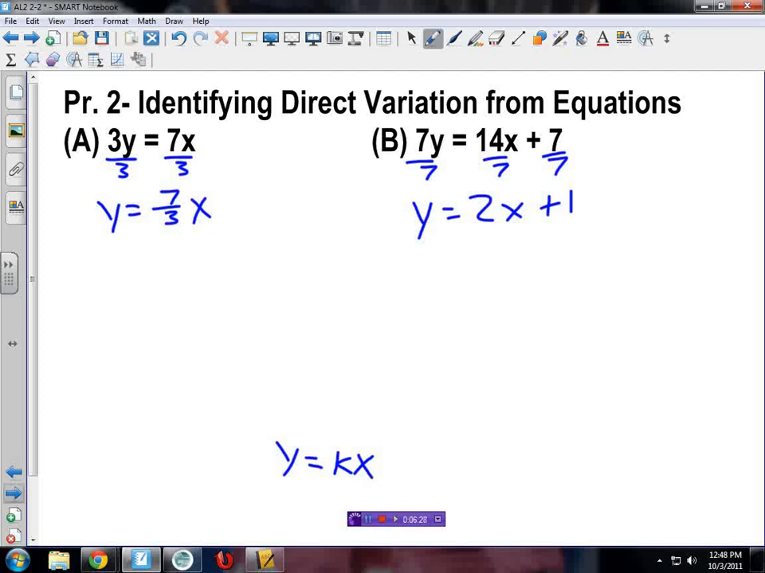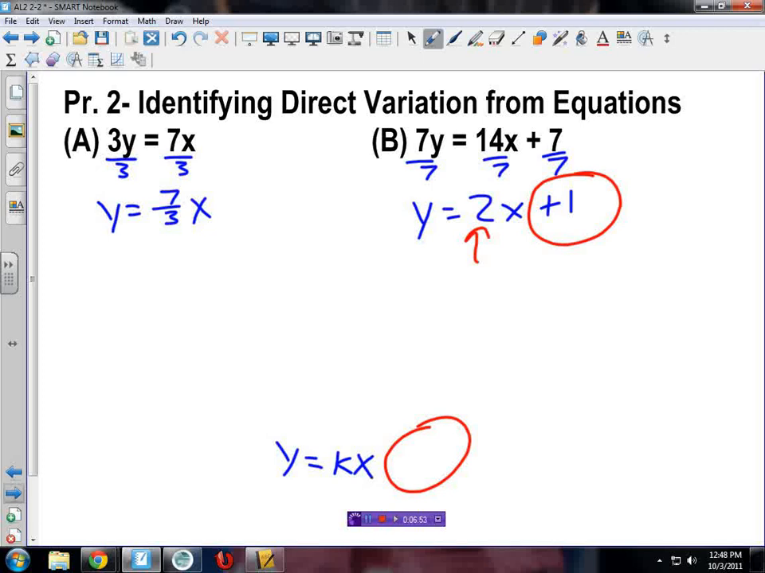Yes? So it has to be a fraction? No, what part makes this a no? We have something extra, right? There's no +1 out here. Good question. So it doesn't matter if it's a fraction, a whole number, or a decimal for the k value. What does matter is that it's only y equals something times x with nothing extra on the outside.